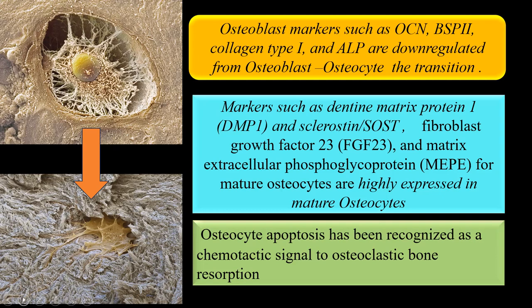So you can identify that during the transition of osteoblast to osteocyte, a few markers get expressed on the cells. Those who are interested can make a note of all these markers. These cells typically express them when mature. If you want to identify mature osteocytes, you can use all these cell markers. They will be expressed in mature osteocytes. And osteocyte apoptosis has been recognized as a chemotactic signal to osteoclastic bone resorption, because current research says that the osteocytes are the orchestrators of bone remodeling function.